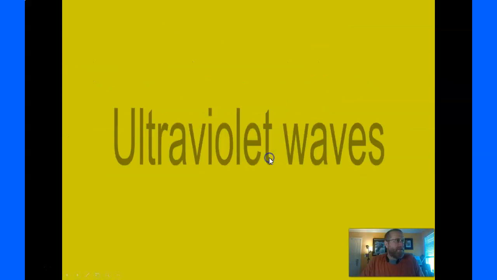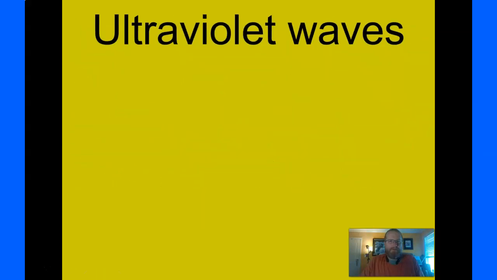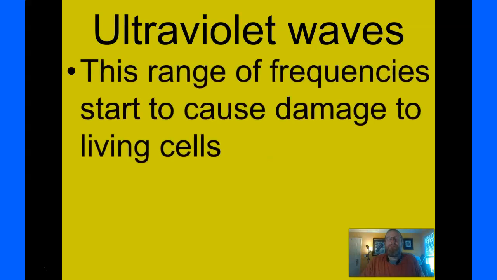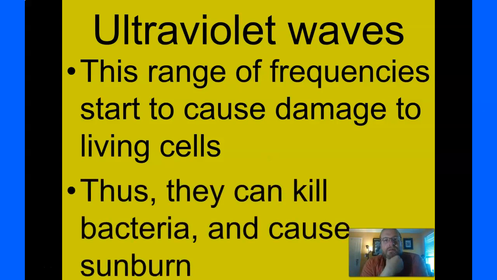Alrighty. And ultraviolet waves. This range of frequencies starts to cause damage to living cells. There we go. So this is what causes sunburns, but it's also useful for killing bacteria. UV light in hospitals. Yeah, okay. Yeah, the hospitals use UV light. I got a little toothbrush thing and use UV light to clean the head of my toothbrush. Kill off any germs on it.